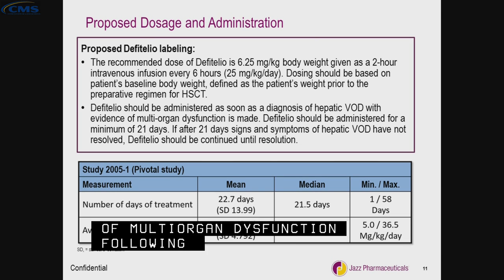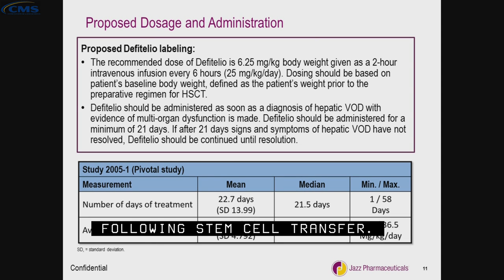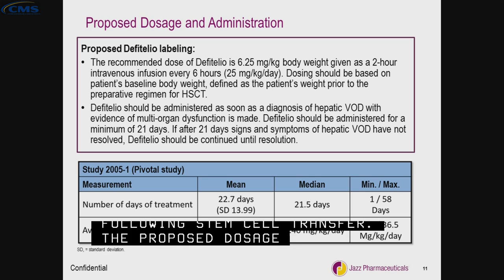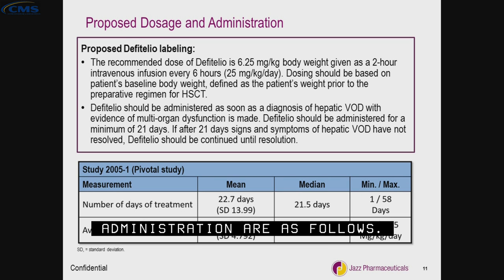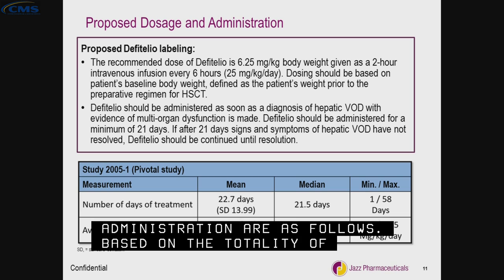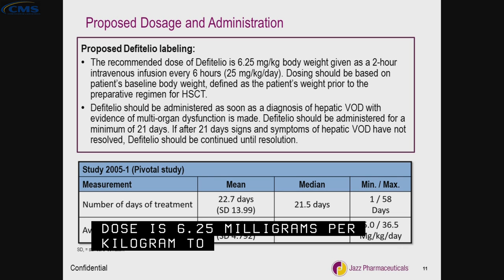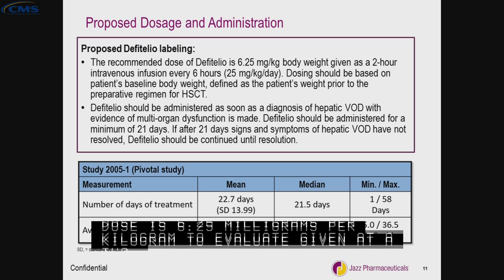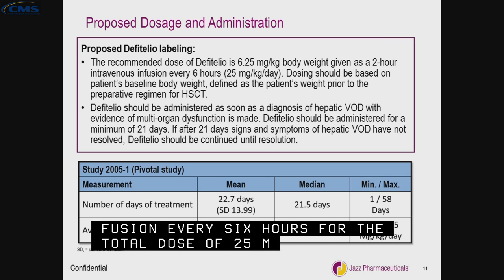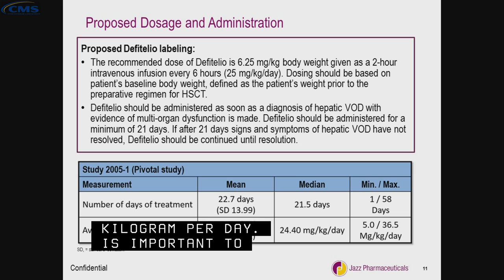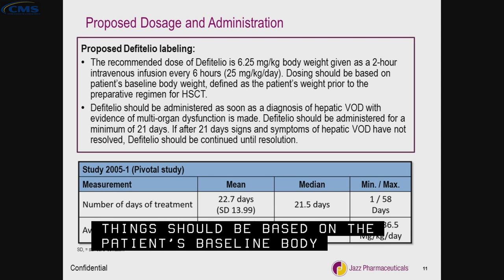So, the proposed dosage and administration of Defitelio are as follows. Based on the totality of our clinical evidence, the recommended dose of Defitelio is 6.25 milligrams per kilogram body weight, given as a 2-hour intravenous infusion every 6 hours for a total dose of 25 milligrams per kilogram per day. It is important to emphasize that dosing should be based on the patient's baseline body weight, defined as the patient's weight prior to the preparative regimen for the hematopoietic stem cell transplant.